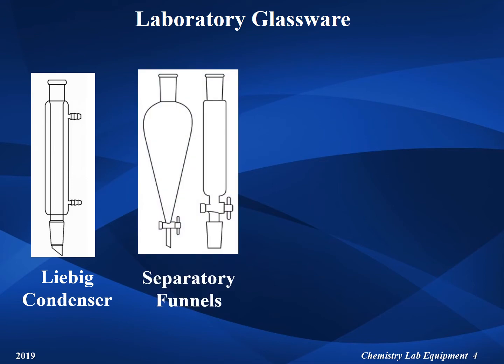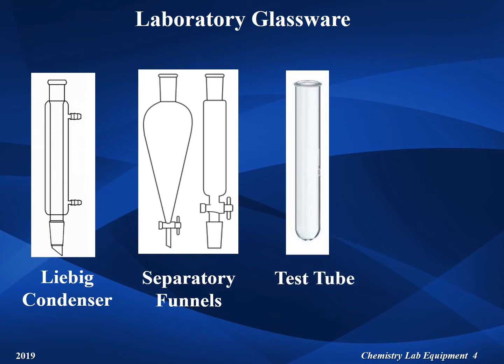Separatory funnels are used when it is necessary to separate two liquids that are not soluble in each other because of their different densities. The higher density liquid is drained through the valve, known as a stopcock, to separate the liquids. The funnel on the right of this diagram is also often used to add reagents to a boiling flask in order to create a chemical reaction.